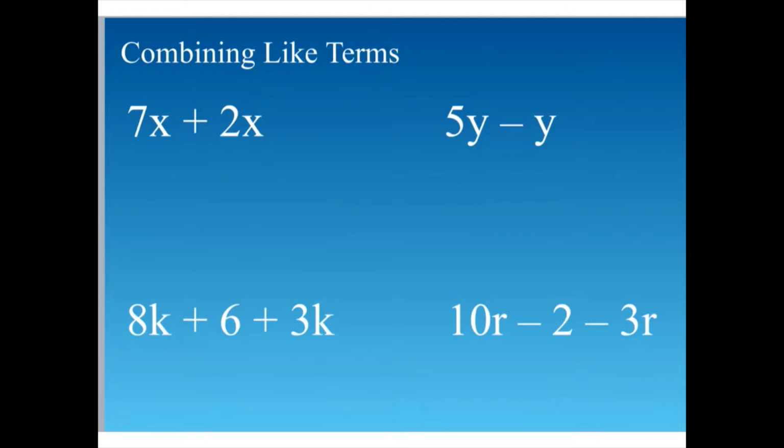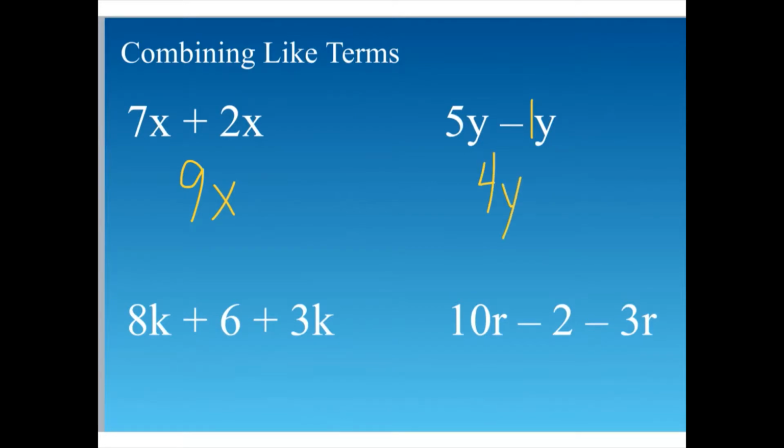So this first one, 7x and 2x, is 9x. One way to think about it is just throw out, instead of the word x, apples. If I have 7 apples and I have 2 more apples, of course I have 9 apples. So same thing here, 7x plus 2x is 9x. 5y minus a y. Now remember, what number can go in front if we don't see it? The number 1. And what is 5 minus 1? 4. So we have 4y left.